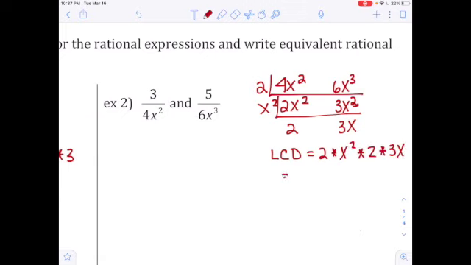Or if you want to write it in parentheses, which I prefer, please do not use just an x because your x's all look the same. So you can write down 2 times x squared times 2 times 3x. And then when you multiply together, that's 12x to the third.